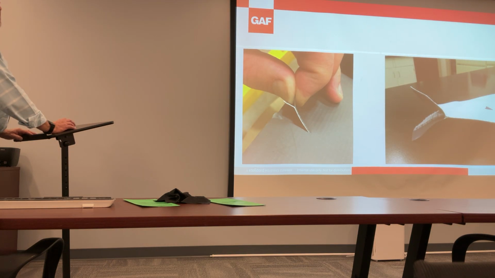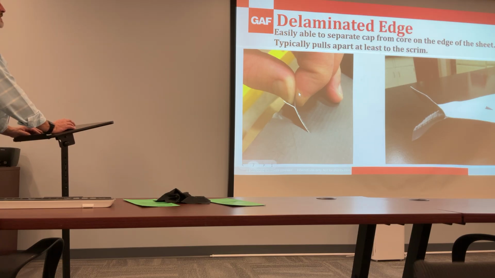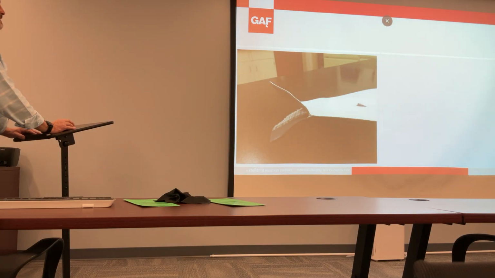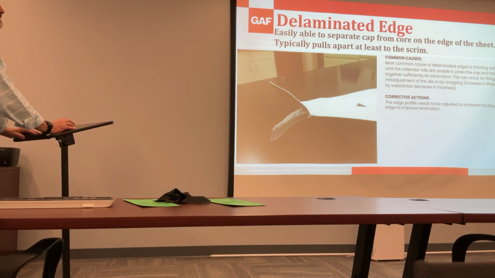That's called delamination. That's where the product is actually delaminating from itself. We didn't get it good and stuck down. There's a bigger example of it. Again, it usually has to do with the edge profile being a little bit off, which you need to adjust.